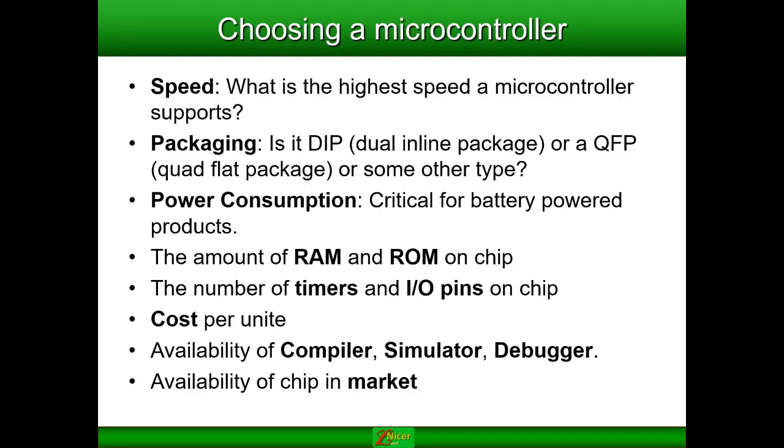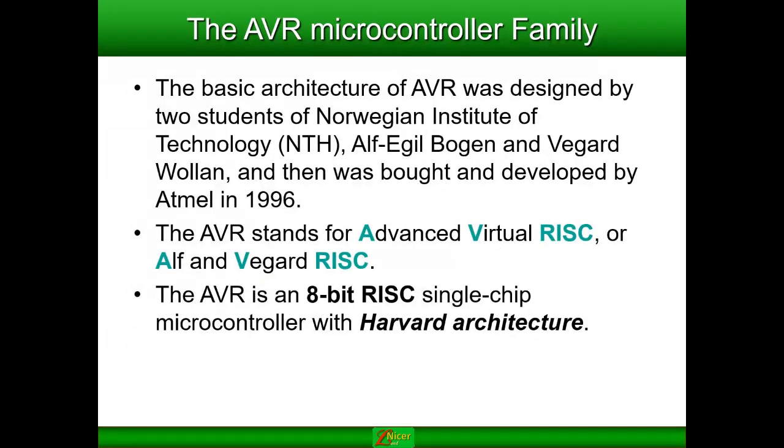So availability of compiler, simulator, and debugger is very important as well. So we can test our systems before physically making them and then finding out that it has a lot of bugs and problems with it. And then we also have to look for the availability in the market, because of course, if we cannot find a good microcontroller in the market, there is a huge market gap in there, and it causes a lot of problems. Then we have the AVR microcontroller family.